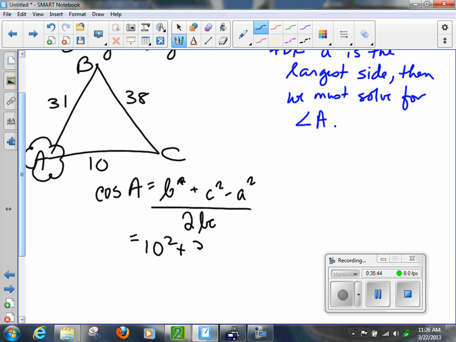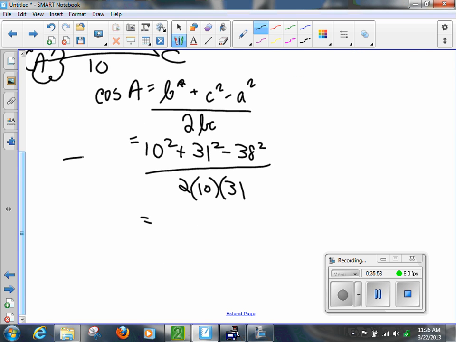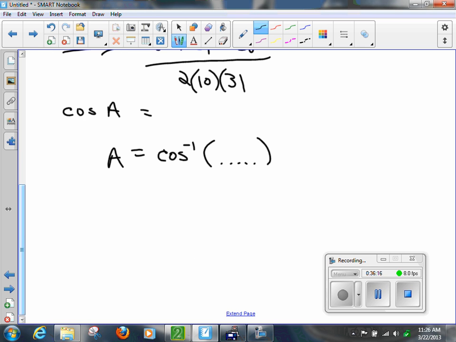C is 31. A is 38. Over 2 times B times C. Okay? I at least need to see that step right there. On your paper, I have to see that step. Cosine of A, it's going to be something really big. And then we're going to take the inverse cosine of something here. And what do we get as our angle A?